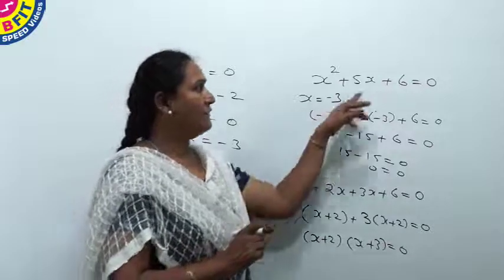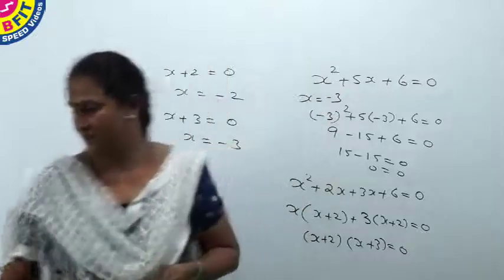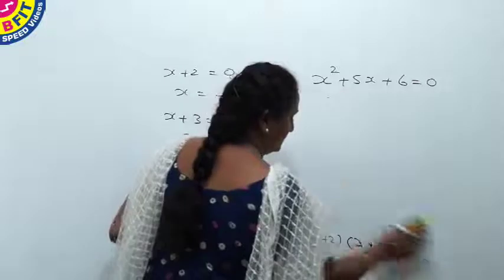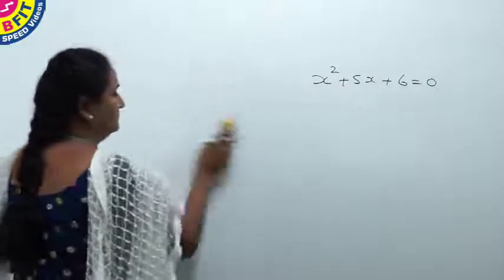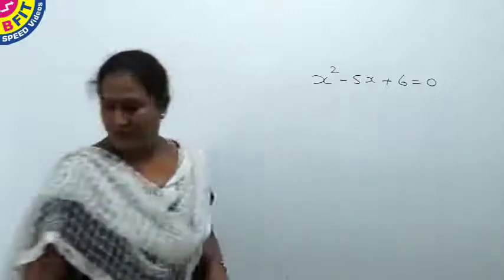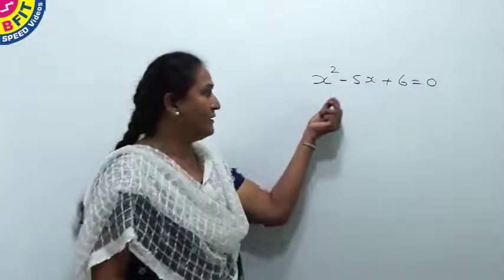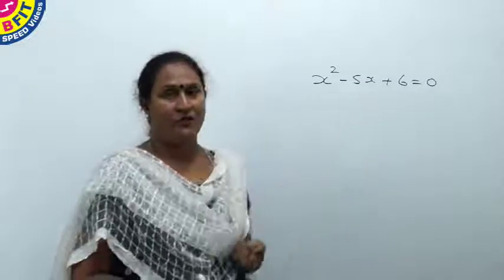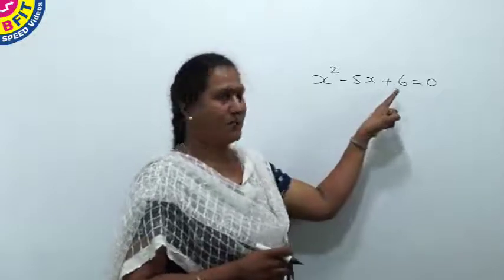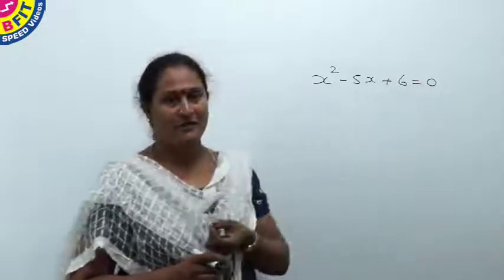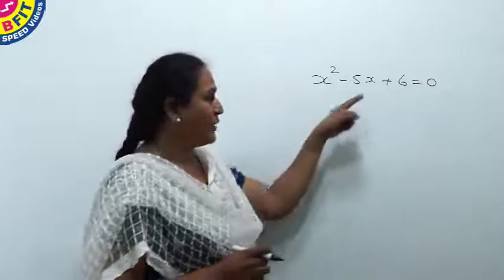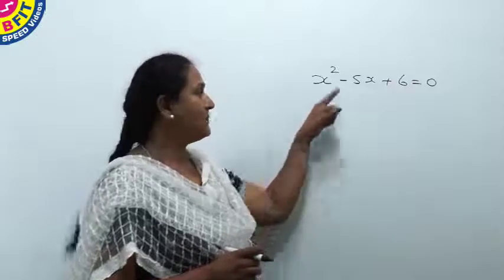So if you have minus 5x, the equation is now x square, with minus 5 as the coefficient of x, plus 6 equal to 0. And again, first check the symbol of the constant. It is positive, so the product should be plus 6, and here it is minus 5. So choose two numbers so that the product is plus 6 and the sum is minus 5.